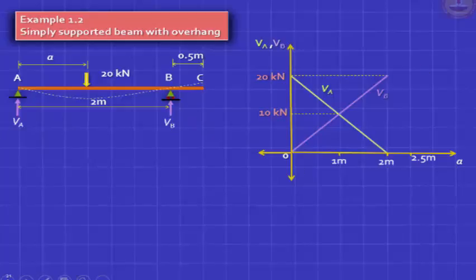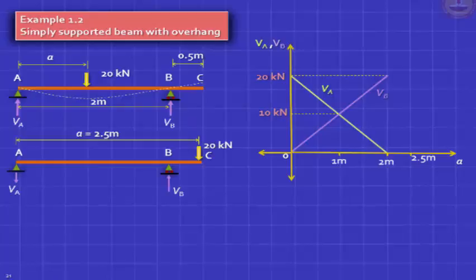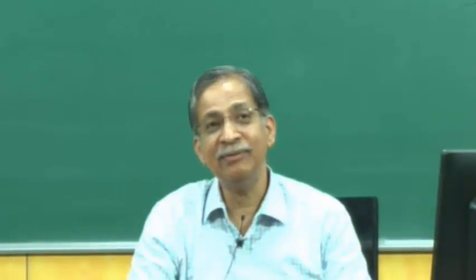Now what happens if I put the load into the overhang? Listen carefully. What happens? Let me begin by putting the load at the free end C. What will happen? Tell me what is VA? What is VB? And this is tricky. Normally if I apply a load and there are two reactions, the reactions will be less than the load. But I have a funny case here where that normal rule is violated. How to do this? Anybody?